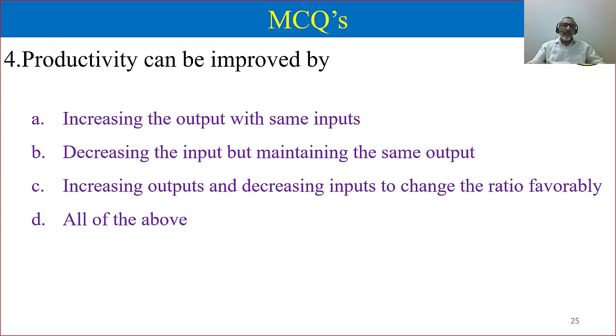Productivity can be improved by increasing the output with the same inputs, decreasing the input while maintaining the same output, increasing the outputs and decreasing inputs to change the ratio favorably, or all of the above. Yes, this is also right. This is also right. This is also right. So the correct answer is all of the above.